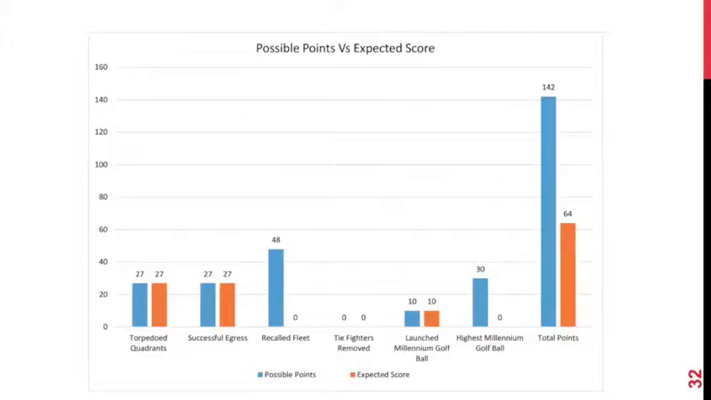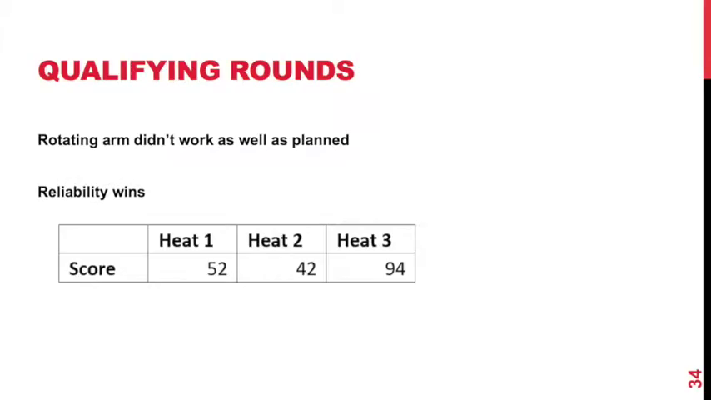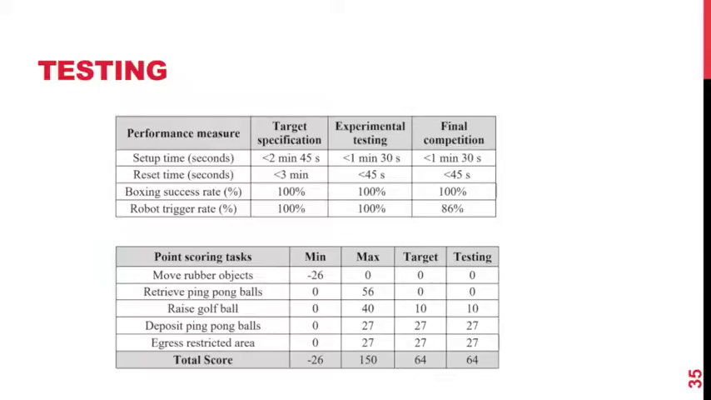Now to discuss the final results of the competition. Our team was correct in assuming that reliability and quality was better than quantity. As shown in heats 1, 2, and 3, we earned 52, 42, and 94 points respectively. We didn't even come close to the possible 160-something points, but because we designed our subfunctions to have a high success rate, we were able to advance to the next rounds, as we were earning some points, which is much better than no points.